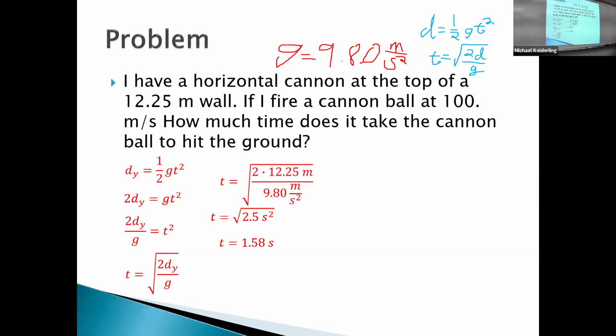Yes, the 2 comes from the first step. I multiply both sides by 2 to get rid of the 1/2. Because I'm dividing by 2 here, I multiply by 2 to get rid of that 1/2. So it comes from the 1/2 on the other side.